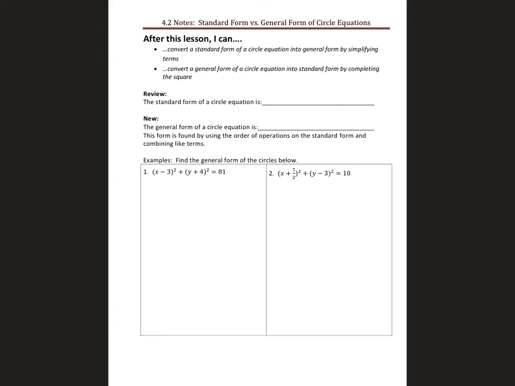This is section 2 of chapter 4 in Precalc CP, and this section is all about the standard form versus the general form equations of circles. We're going to be going back and forth. We're going to take the standard form and convert it into the general form, and we're going to take the general form and convert it back into the standard form.